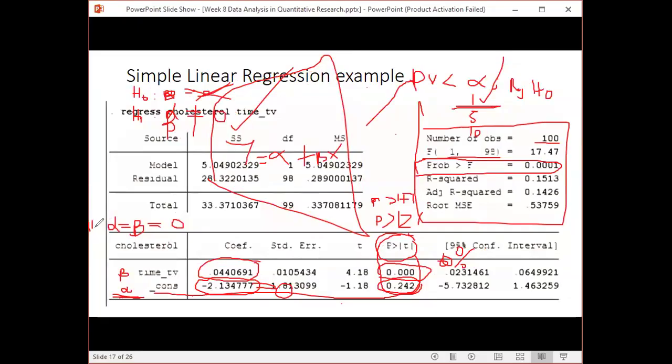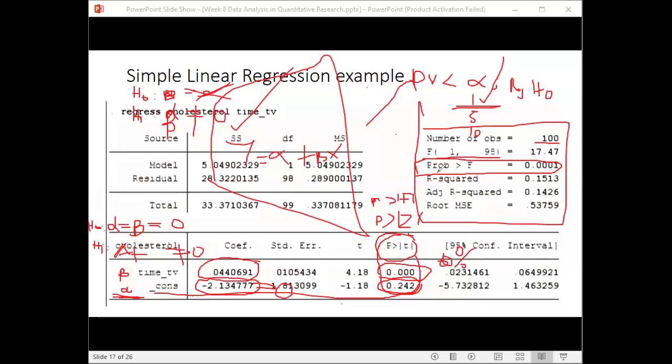So your H0 is saying that all your coefficients, alpha, beta, are equal to 0. And the H1 is saying that at least one of the coefficients is not equal to 0. So it's either beta is not equal to 0 or alpha is not equal to 0. So long as one of them is not equal to 0, that is your H1. But the H0 is saying that all of them are nothing. So it means that the whole model you are running is nothing. Just throw it away. It doesn't make sense.